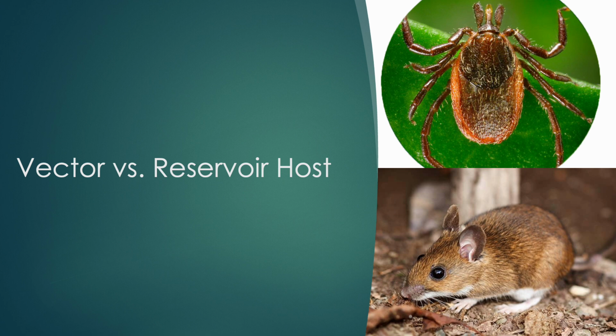Most of the time, they need to become infected first. Often a vector can become infected with a pathogen by feeding on another animal that is carrying the pathogen, and these animals are called reservoir hosts. Just to make clear, a reservoir host is an animal that serves as a source of infection and can also sustain the pathogen in nature.